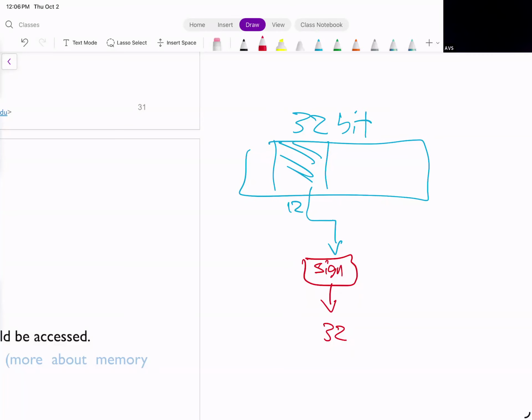Probably not going to have time today, but next lecture, we're going to talk about the macro architecture. You're going to see exactly where each of these components are connected to each other.